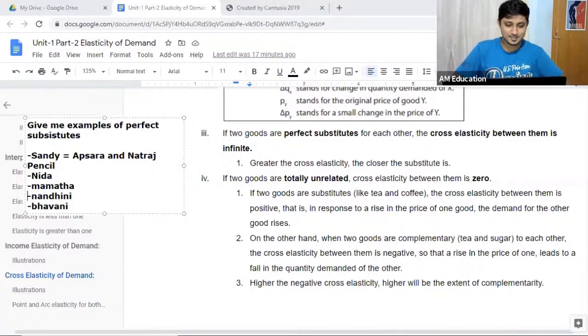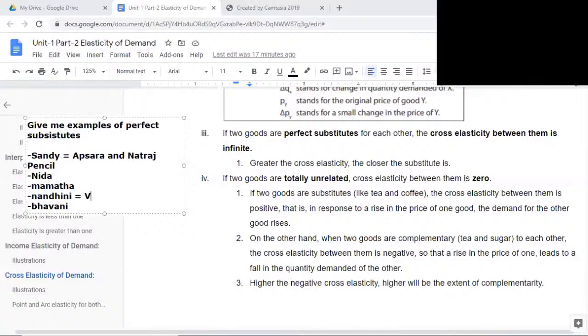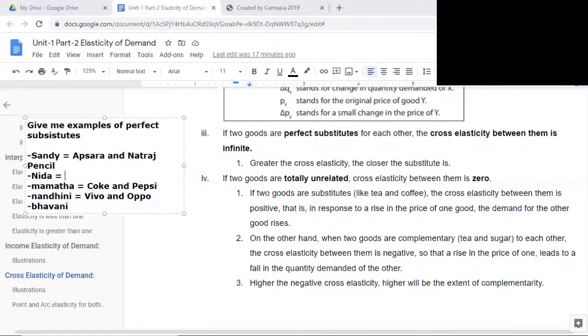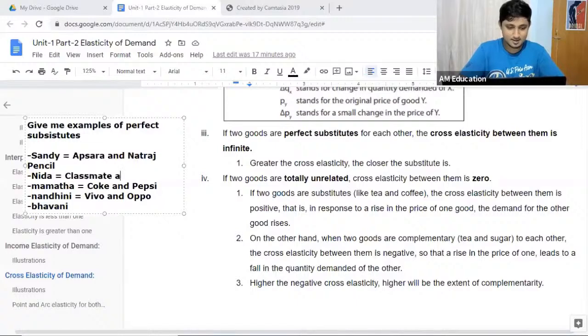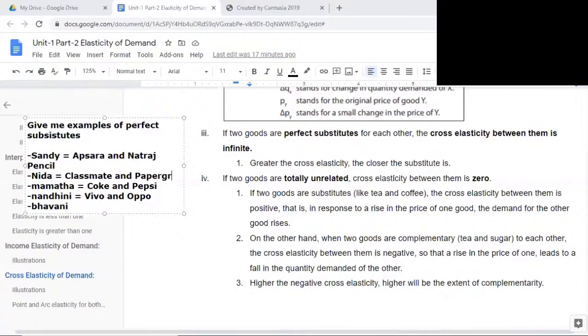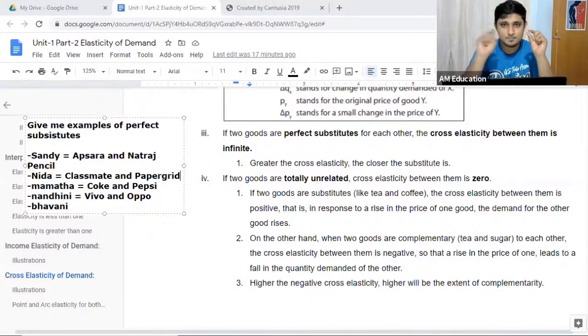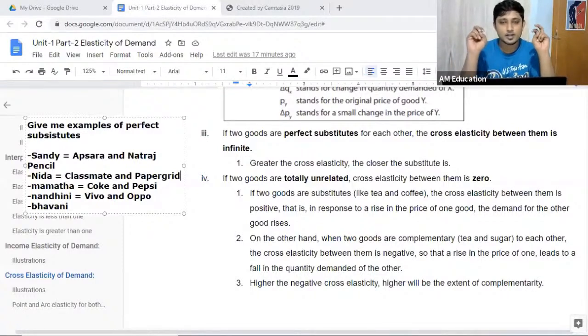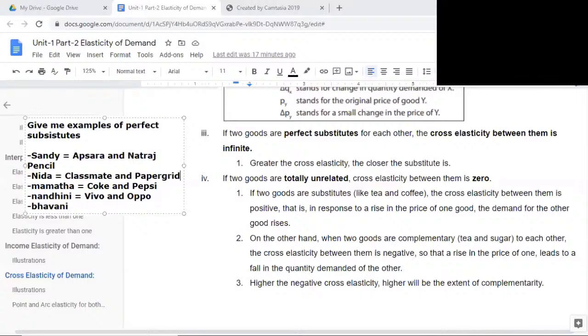Nandini, sir. Nice, Nandini. Come on, Nida, think of others. So Coke and Pepsi, lovely. Who said that? Mamta, sir. Coke and Pepsi. Nida: The Classmate and Paper Grid books, sir. Classmate and Paper Grid, okay. Cool. So these are two almost same books of different companies, is it? Almost the same price, same size, same brand, and same quality? Yeah, sir.